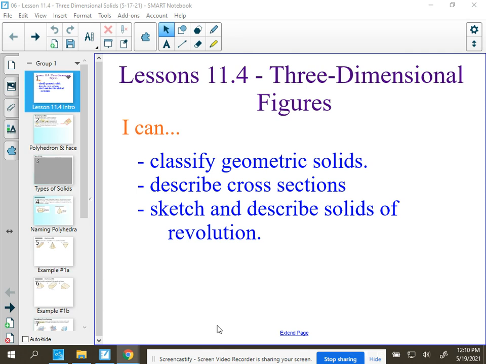All right, here we go. Welcome to lesson 11.4 Geometry Notes, three-dimensional figures.